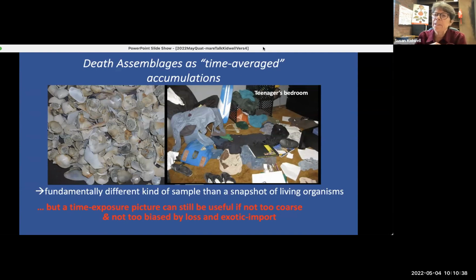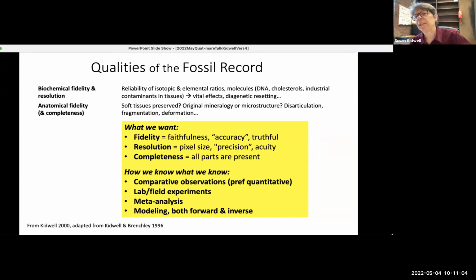So when you sweep that together, it's a fundamentally different kind of picture of the inhabitant of this habitat than a snapshot of that teenager running out late for school. But it can still be useful if that time window is not too coarse and if there has not been too much bias of the contents over that period of time. Now, stepping back again, we think about all the different qualities, all the different kinds of information we would like to have from fossil records, regardless of type.